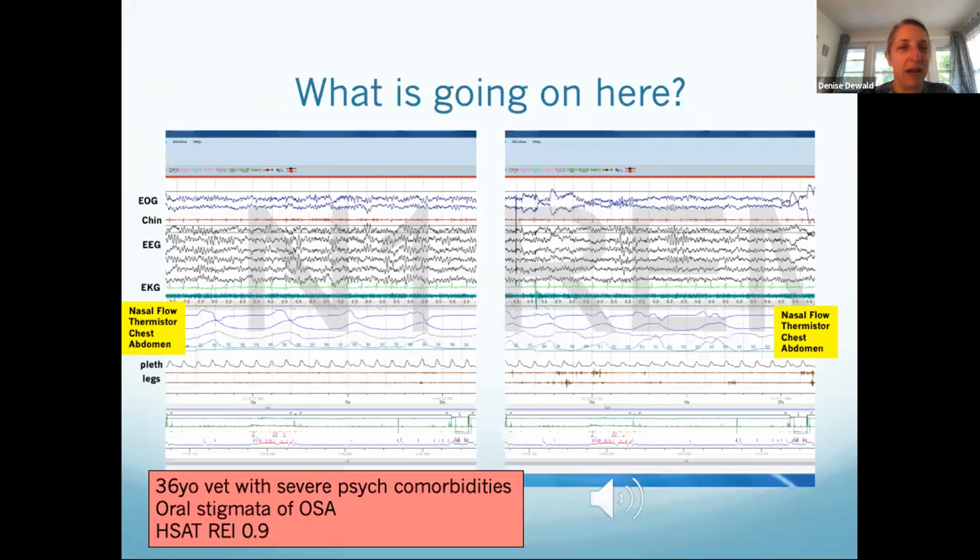So this is a patient at the VA. He's a 36-year-old vet with some severe psychiatric comorbidities. He had oral stigmata of sleep apnea, like the scalloped tongue and crowded teeth. But his home sleep study just had a respiratory event index of 0.9. And so here we start with a quiz for the fellows. Anyone want to chime in and say what's going on here?